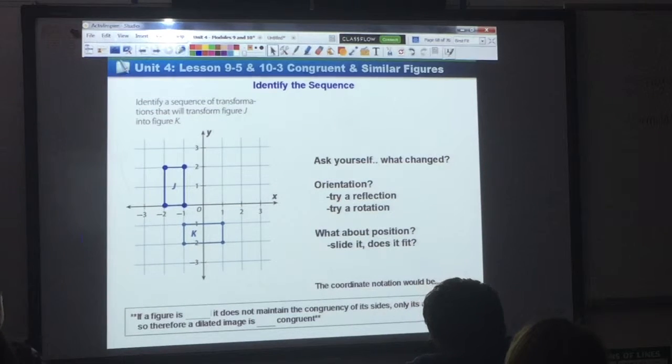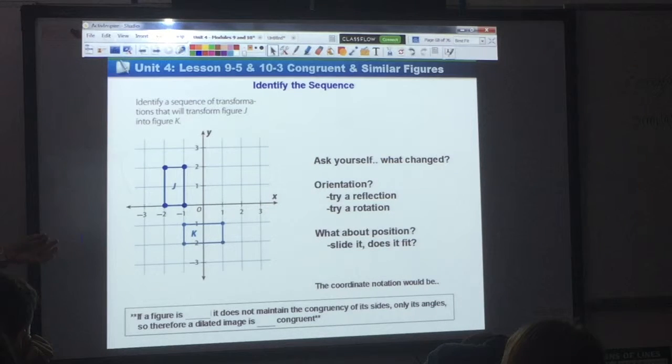A rotation. Rotation, all right. We have a whole bunch of different rotations we can do. We rotate it to the right, fall over. You got to tell me, 90 degrees clockwise, counterclockwise, 180 degrees, 270, 360 divided by 4, which is still 90. Which one? 90 degrees clockwise.